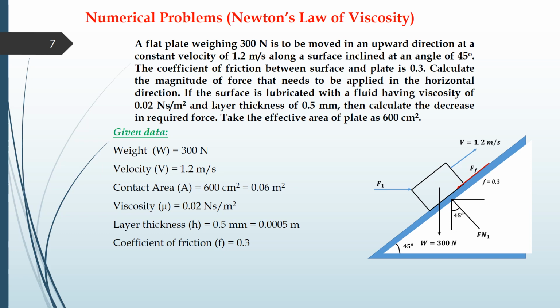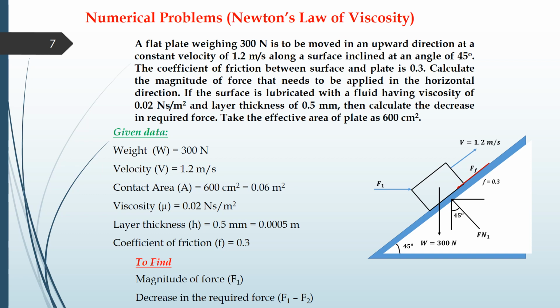As I've told you, the contact area is important, which is 0.06 meter square, which is given to us. Viscosity is given. Layer thickness is also given, which will be utilized for the second case. Coefficient of friction f is also given. So what we have to find out? We have to find out the magnitude of the force in the first case, that is, what amount of force will be applied so that we'll get a velocity of 1.2 meter per second when the block will be pushed in an upward direction.